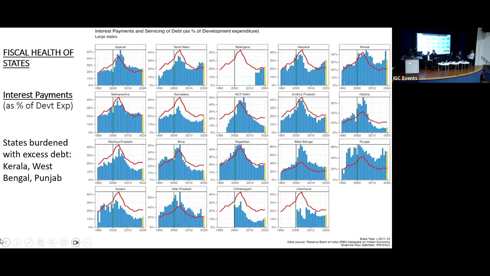So this particular graph tells you how indebted the states are. The red line is an average of all the states. By the way, the rank ordering of the states here is from the fastest growing state to the slowest growing state in the last 20 years. So you find Gujarat, Tamil Nadu, Karnataka, Haryana, Kerala, etc. And at the bottom, you have Chhattisgarh, Jharkhand. What you see is that some states have an excess burden in terms of debt. You look at Kerala, you look at West Bengal, you look at Punjab.